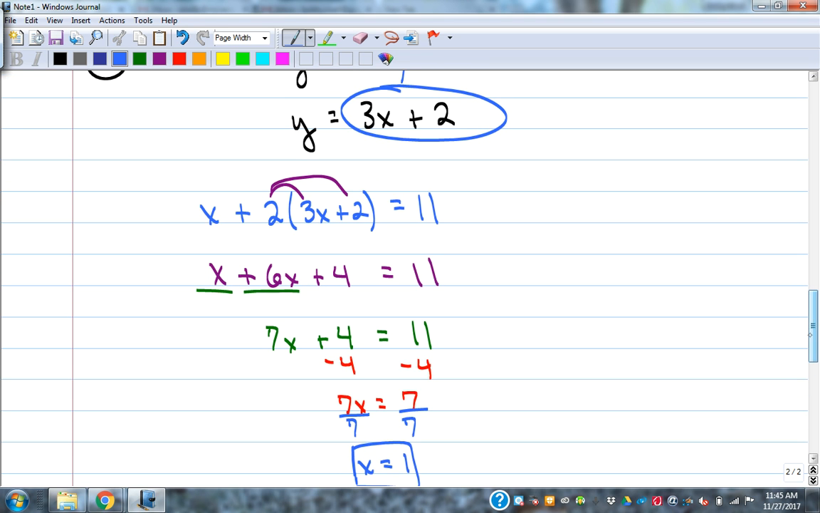Now, we don't have y. We don't have the number that y is. But we got this equation that says y equals 3 times x plus 2. So we can take this answer we got for x and plug it back in and get y.